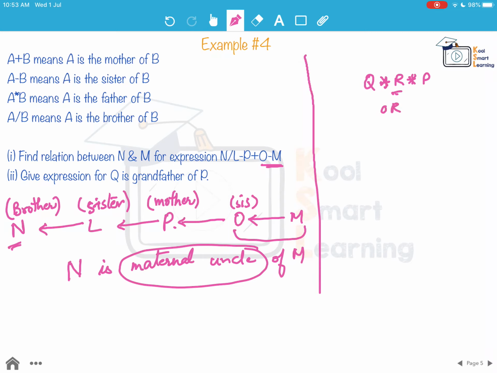Now another relation could be Q star S divided by R star P. Now what does that mean? That R is father of P. S by R means S is the brother, and Q is again father of S. So Q father of S means Q is also the father of R. So that means Q becomes the grandfather of P.